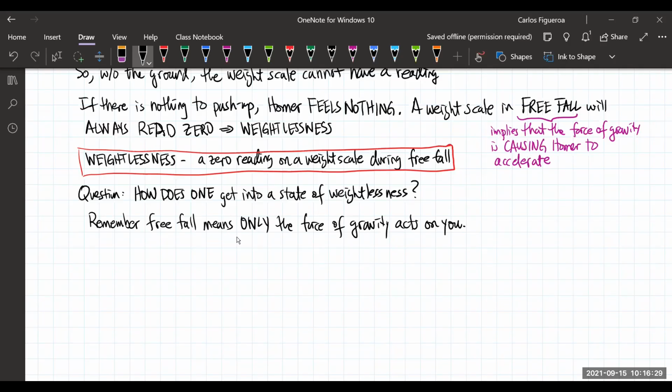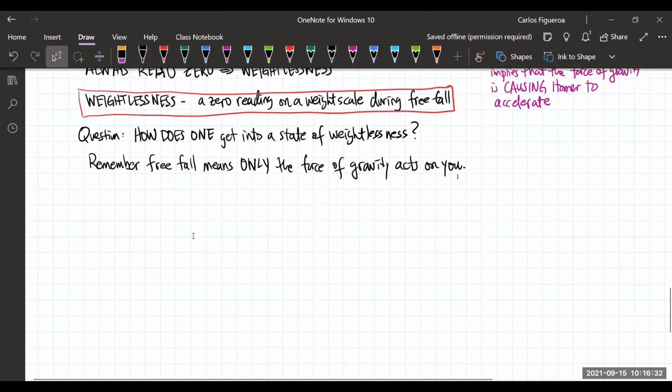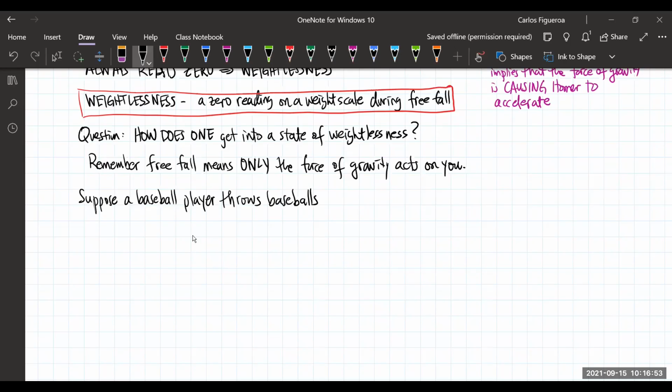So to try to give you a sense of how you get into a state of weightlessness, I'm going to give you an example. So suppose a baseball player throws baseballs. But we're going to be a little bit more clever this time. And what we're going to do here is set up a tower. So we have a tower. And when I think about this tower here, we're going to imagine that it's above the ground.